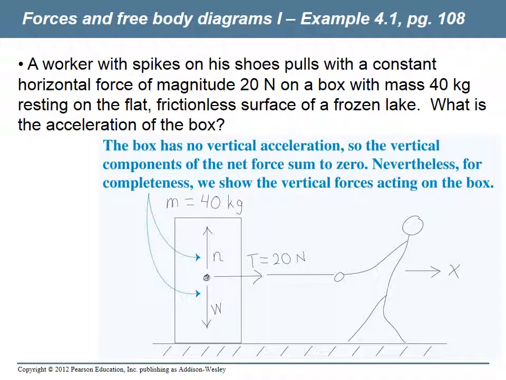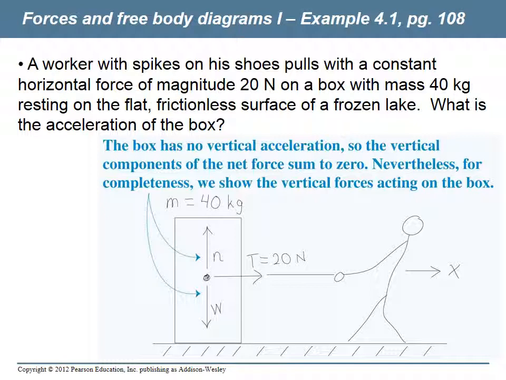Okay, now we're going to get into maybe the most important thing, well, I shouldn't say the most important, but a very critical tool that we'll need in order to solve problems involving Newton's laws and beyond. So we're given this problem. A worker with spikes in his shoes pulls with a constant horizontal force of magnitude 20 newtons on a box with a mass of 40 kilograms resting on the flat, frictionless surface of a frozen lake. What's the acceleration of the box?